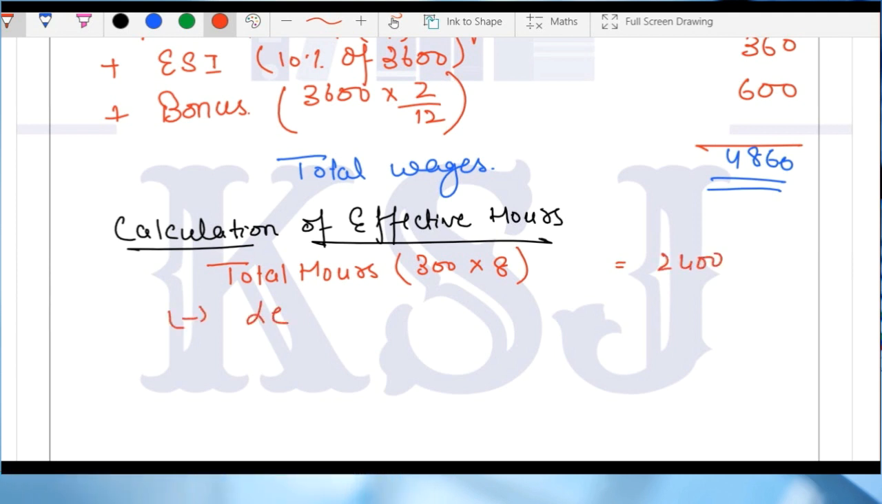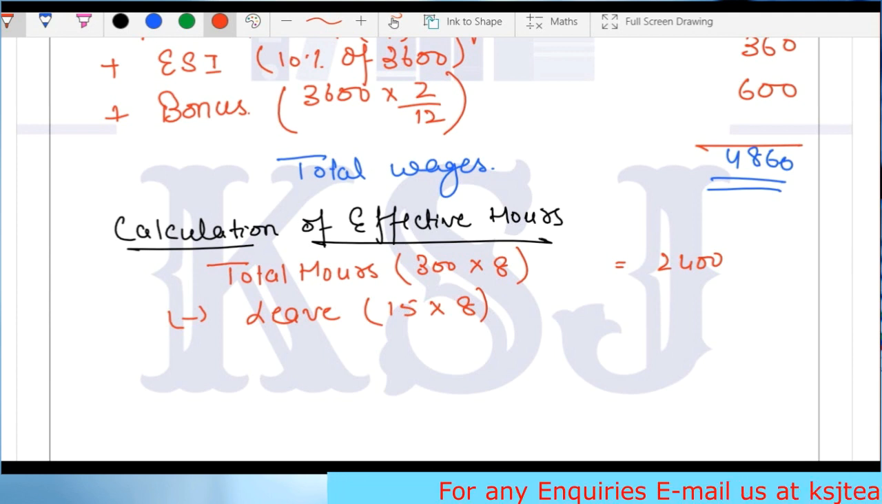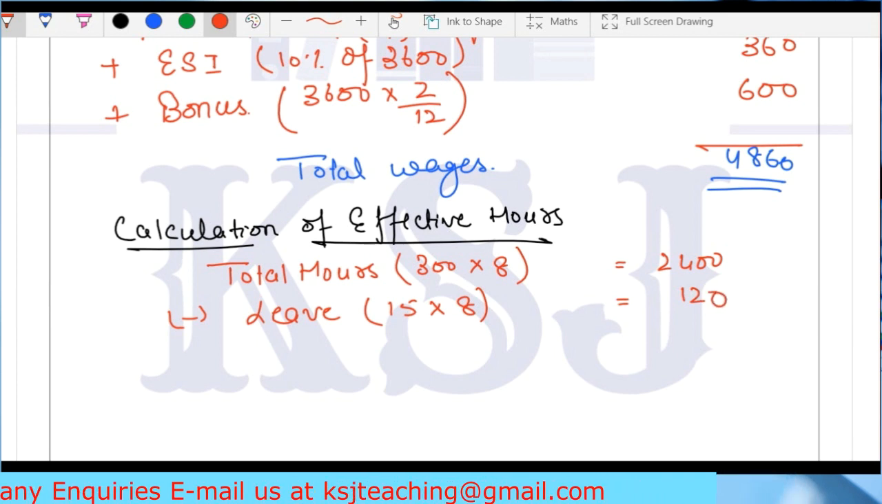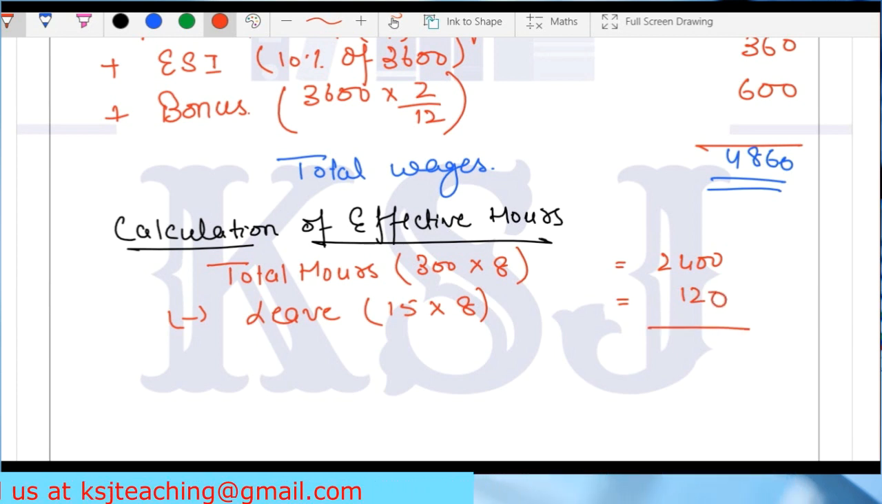Minus leave. Now this is normal, sir. 15 days multiplied by 8. Now, sir, why are we doing this? This comes to 120. Because for these 15 days, there will be no production by the employee. This employee will sit at home, right?